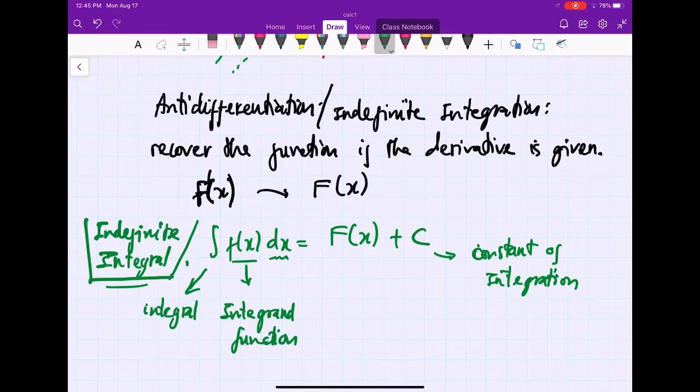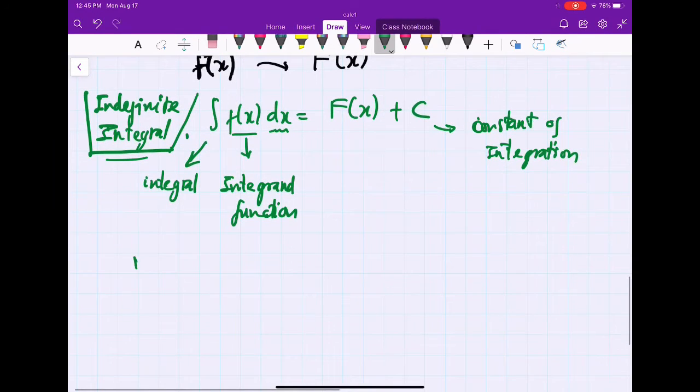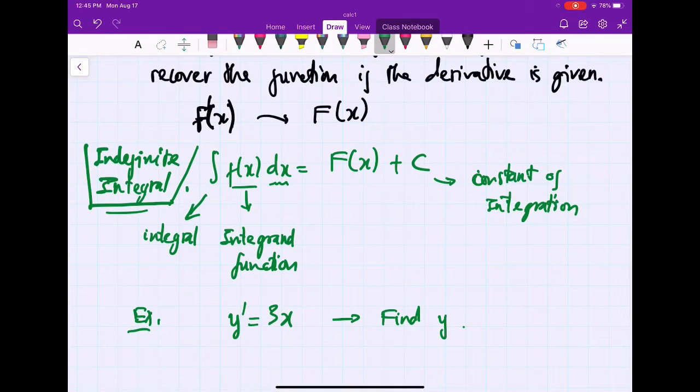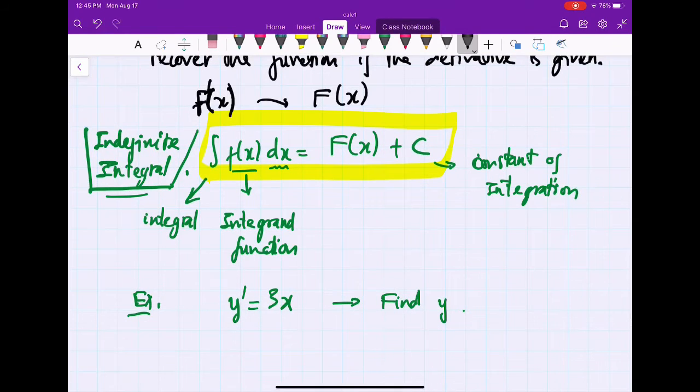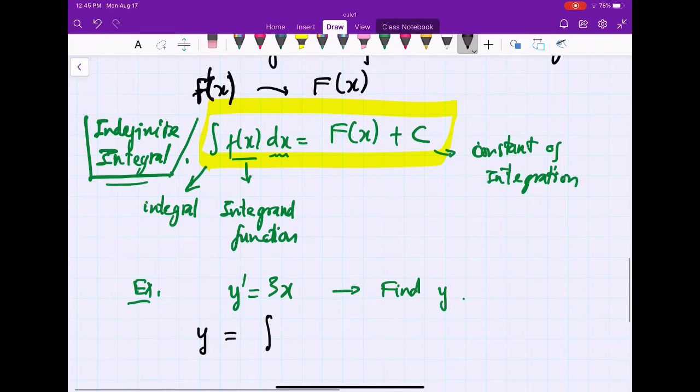Now let's consider the following example. You have derivative equal to 3x. Let's find y, right? So by this formula of antiderivative in here, I can write y is equal to antiderivative of 3x dx, right?